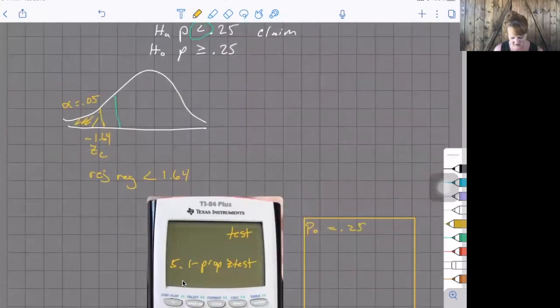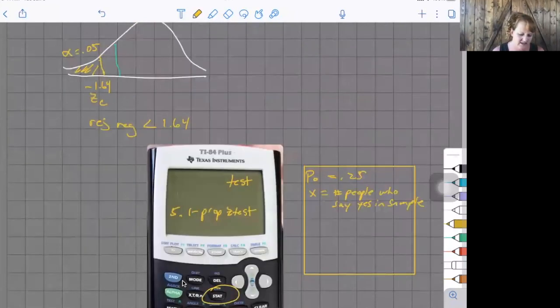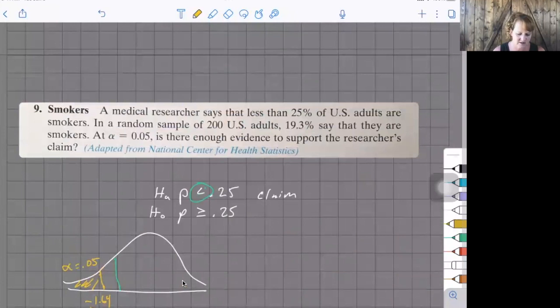And then it's going to ask you what your X value is. Your X value is going to be the number of people who say yes in your sample. Now, remember, I use that word yes lightly. They answer the question in however you framed it, affirmative. That actually might be a no answer depending on how the question is phrased. But in this case, what we're talking about is whether somebody's a smoker or not. So 19.3% say that they are smokers. So that would be a yes answer in this situation.